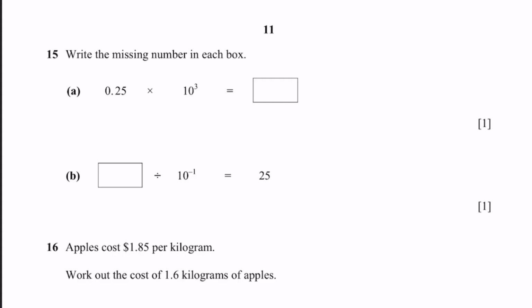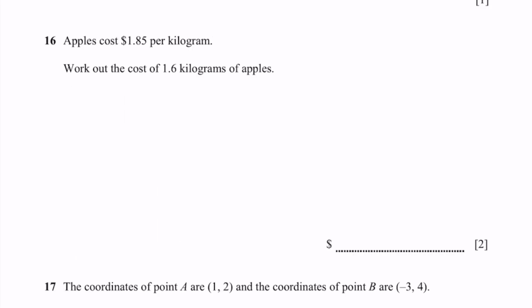Question 15. Write the missing number in each box. A. 0.25 into 10 to the power 3. That's equal to 0.25 into 1000, which is equal to 250. Dash divided by 10 to the power minus 1 equals 25. Divide by 10 to the power minus 1 is equal to divide by 1 by 10. So multiply by 10. So something into 10 is equal to 25. This something is equal to 25 by 10, which is 2.5. That's the answer.